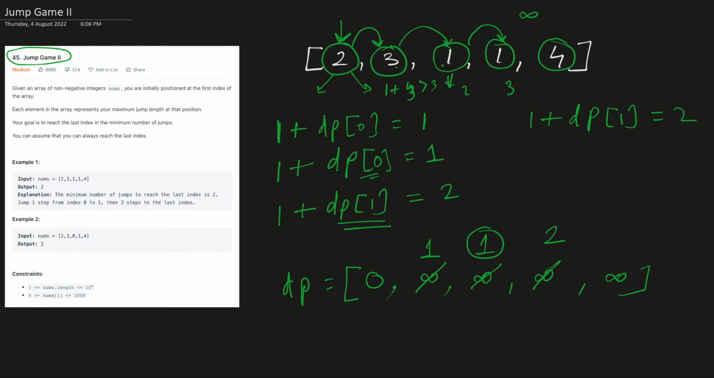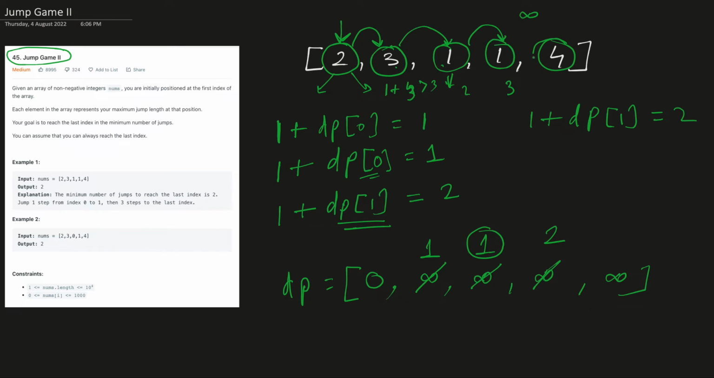Now let's check from 1. How many steps are required? First of all, can we reach here? Yes, we can reach here in this case. And then how many steps are required? That will be 1 plus 1, that is again 2. And 2 is already present, so we will not update that.